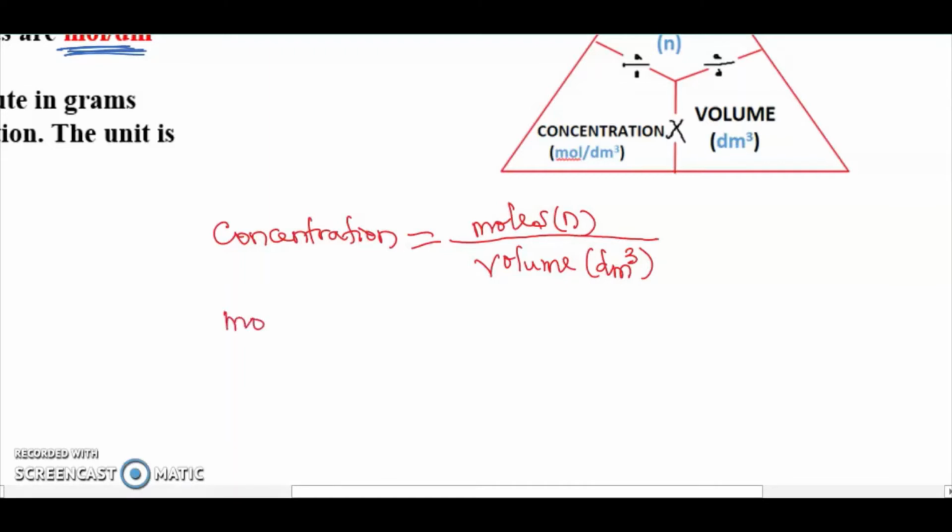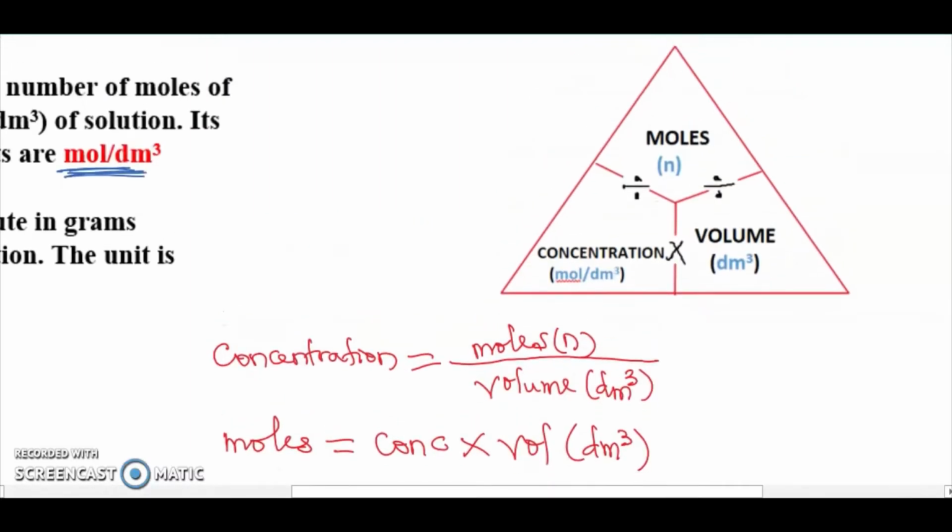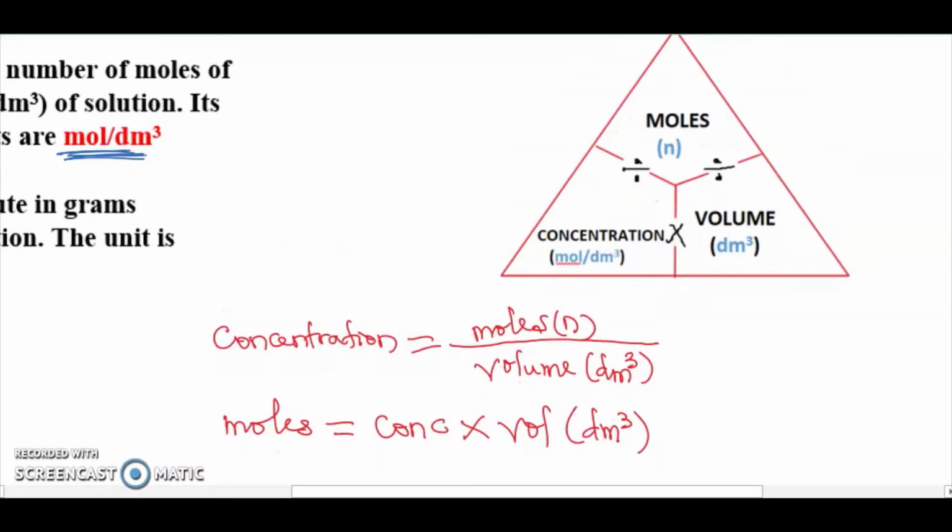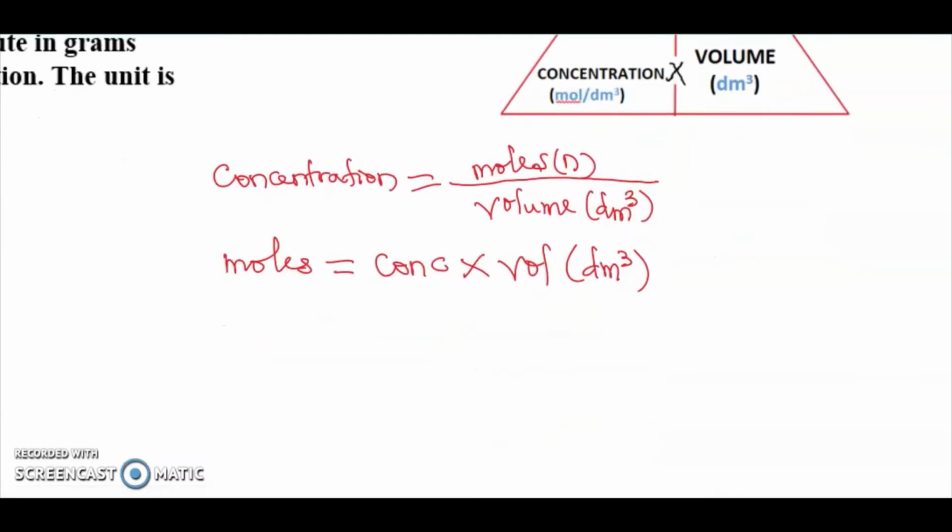Number of moles is equal to concentration multiplied by volume. And take note, the volume is in dm cube. Similarly, we could be given concentration and number of moles, and we are asked to calculate volume. So it is pretty simple in that case. Volume will be equal to number of moles divided by concentration, which we could still get from this formula.